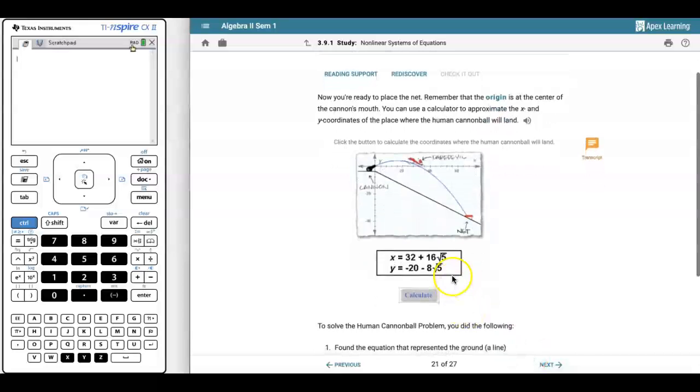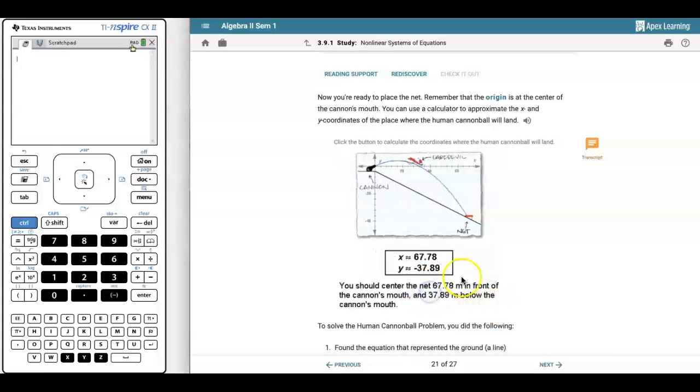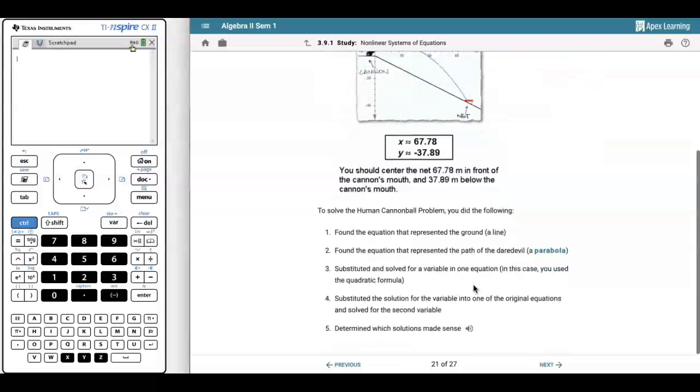All right. Now, remember that the origin is at the center of the cannon's mouth. When we calculate those values out, we no longer want those square roots of 5; we actually want to calculate what those values are. So our value is approximately x equals 67.78 and y equals negative 37.89. So 67 over and 37 down, that's where we're going to place our net. And in order to solve the human cannonball problem, we did these following steps here.